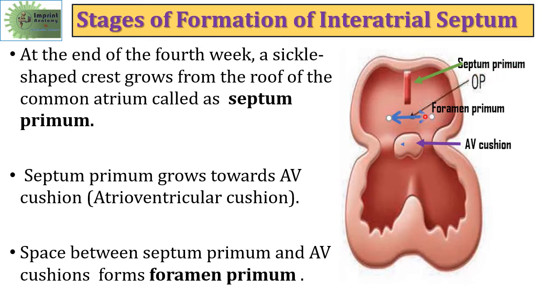There is a space before the fusion of the septum primum and the AV cushion. There is a space between the septum primum and the AV cushion. This space forms a foramen, which is called the foramen primum. This foramen primum is also called the ostium primum.